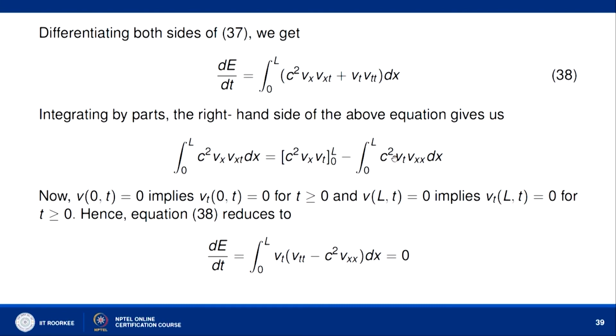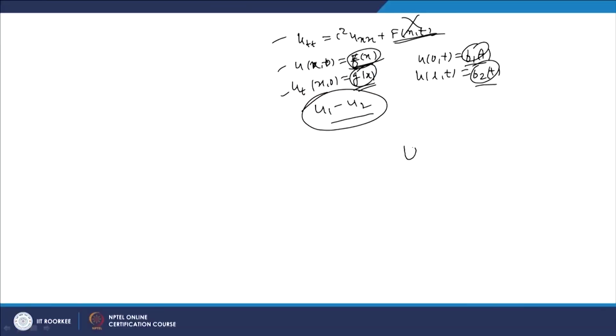So, we will get the integral from 0 to L of c square Vt Vxx dx. Now, if you look at this boundary term c square Vx Vt lying between 0 and L, our claim is that it is 0. How can we show it? Since V(0,t) is 0, it means that Vt(0,t) is also 0. Why? V(0,t) is 0 for all t.